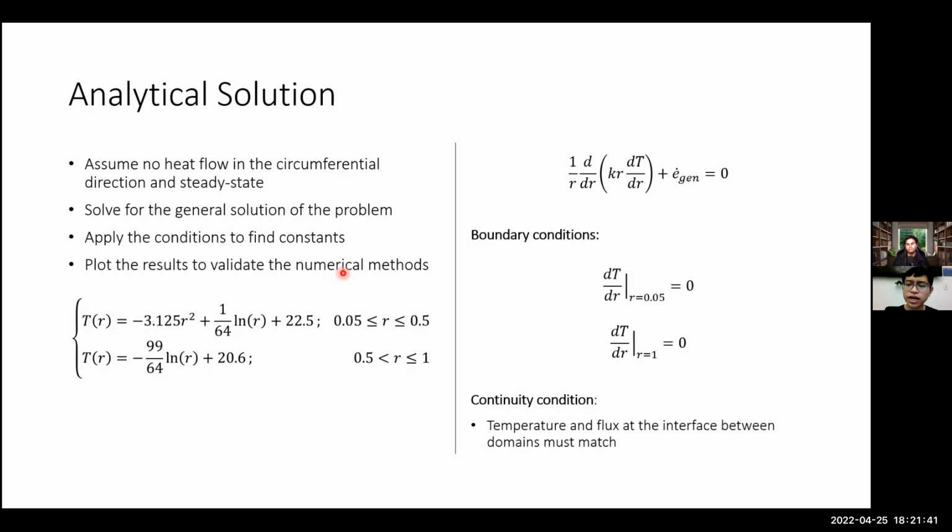After that, the analytical solution can also be used as a validation tool to validate the two numerical methods used above. In order to use the analytical solution, there have to be two assumptions. The first is that there is no heat flow in the circumferential direction, and also the problem has already reached steady state. The general solution can be solved using the governing equation on the right here. Then the boundary conditions and the continuity conditions can be applied to find the constants for the general solution, and that results in the particular solution that can be seen on the bottom left.